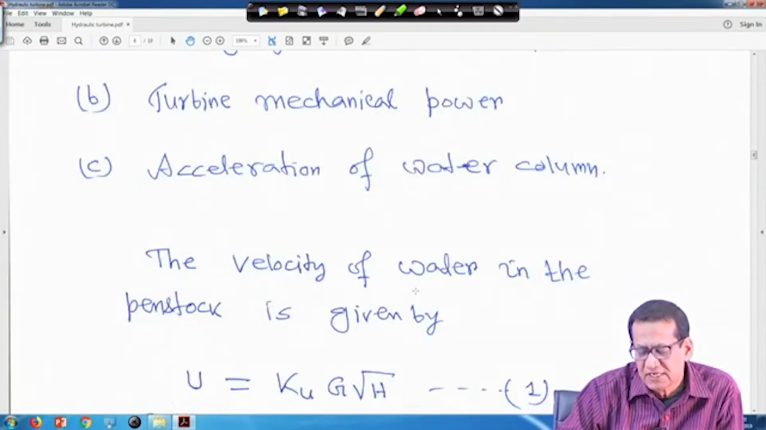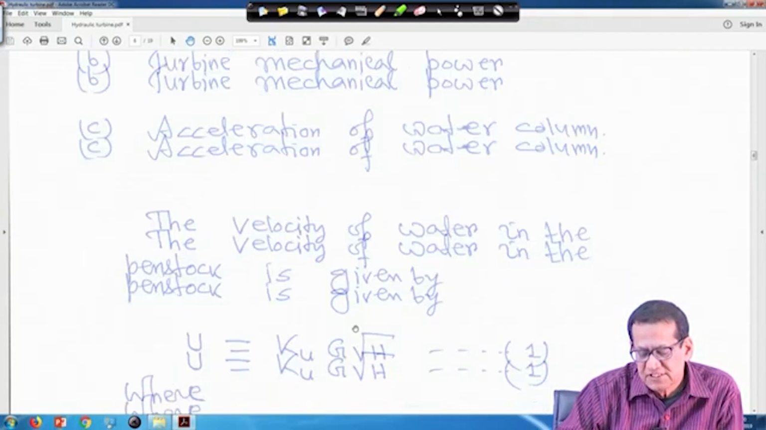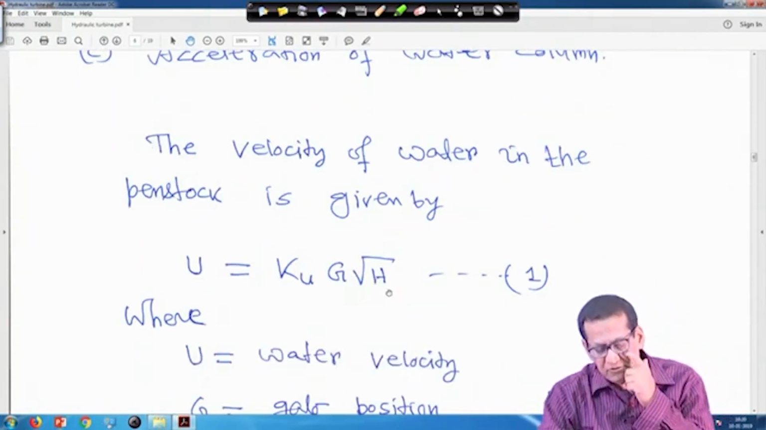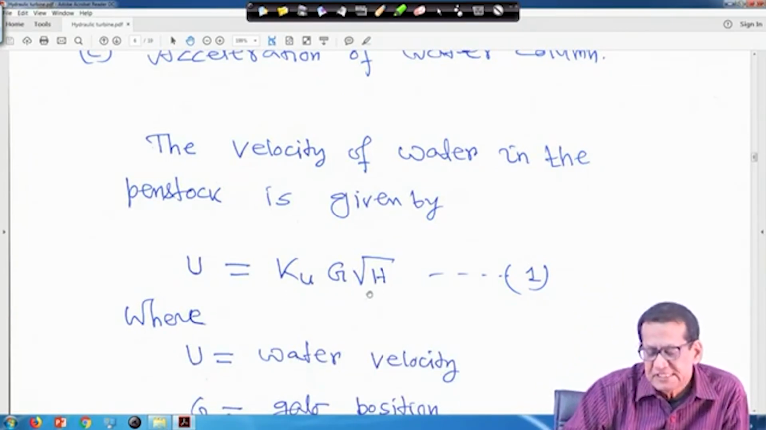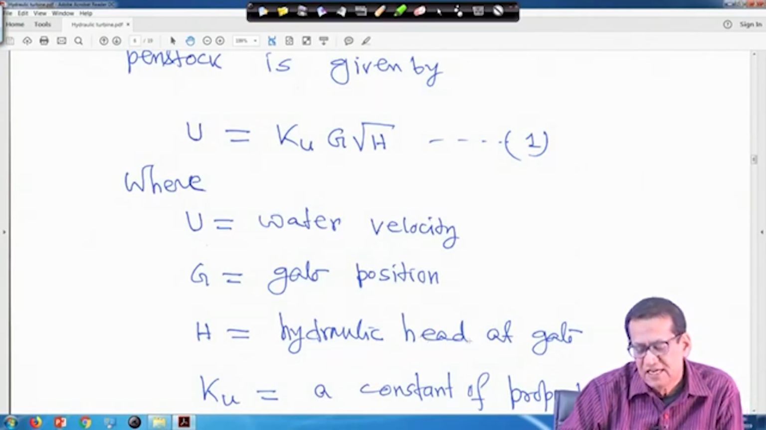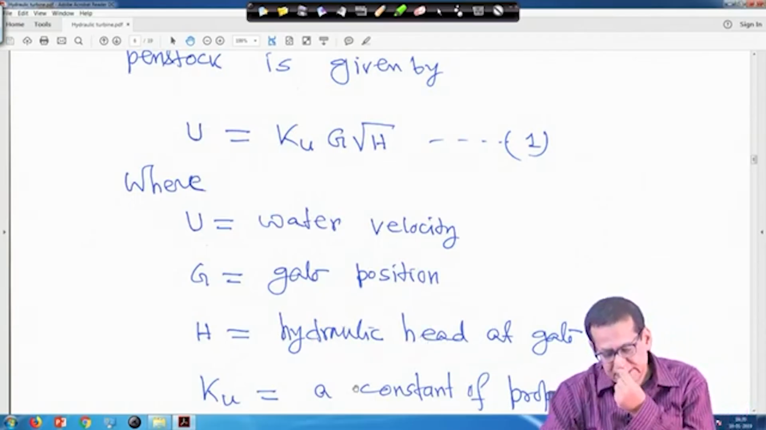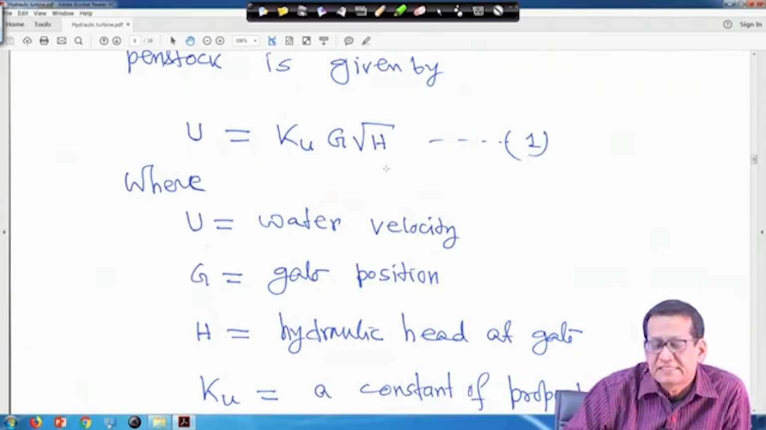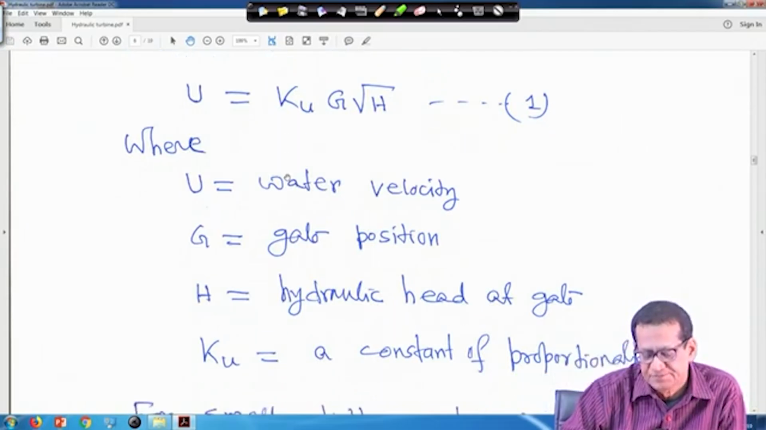The velocity of water in the penstock is given by u is equal to ku into g into root over h, right. Here u is equal to water velocity, g is equal to gate position and h is equal to hydraulic head at gate, and ku is a constant of proportionality. So, u is equal to ku into g root h, right. This is the water velocity.